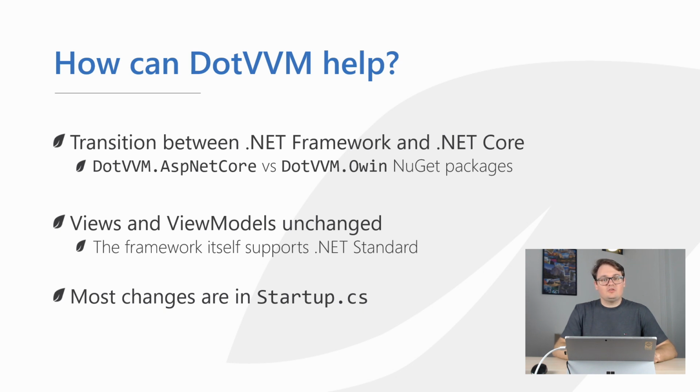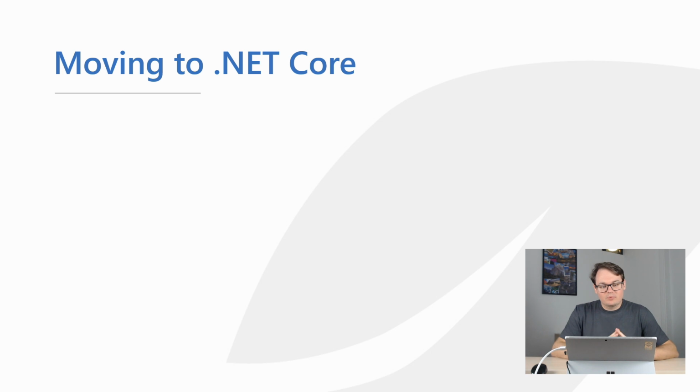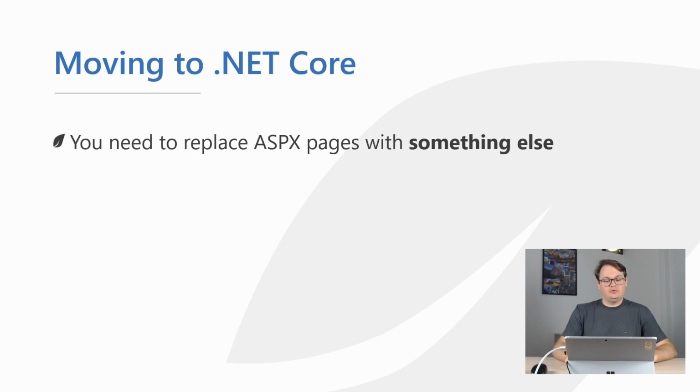And most of the changes you will have to do are in the Startup.cs, because it has been changed from OWIN to ASP.NET Core. There is not just one Configure method, there are two methods, one for configuring services and one for configuring the request pipeline. And then if you get rid of web forms dependencies and use .vvm for rendering the pages, then you should be able to do the swap.